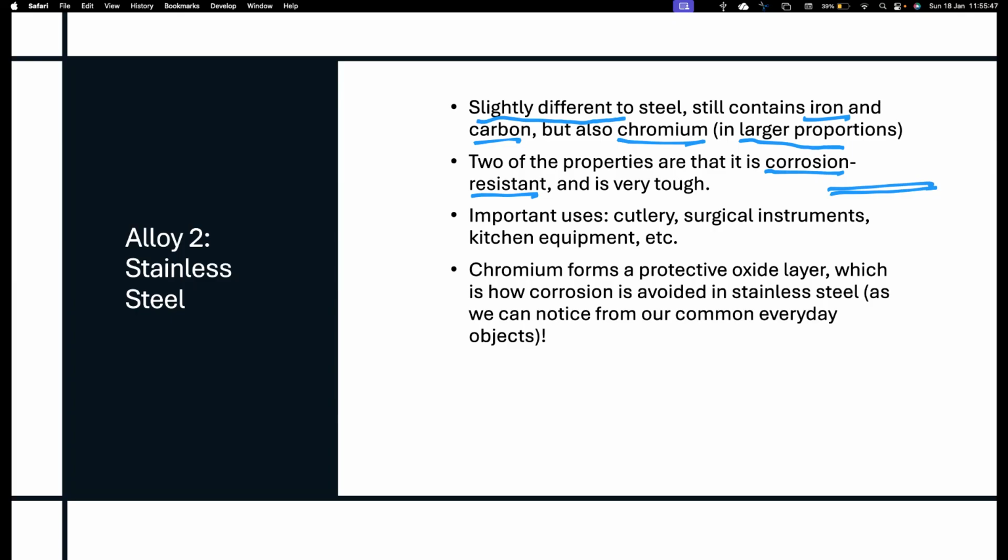So it's tough, durable, and ideal for cutlery, kitchen equipment, and surgical instruments, which I have already mentioned in previous slides. Because its resistance to corrosion is very useful, it is very suitable for hygienic environments. So it has all of these features. Let's move on to the next slide.